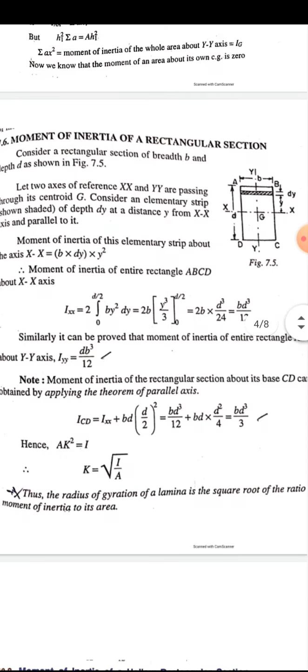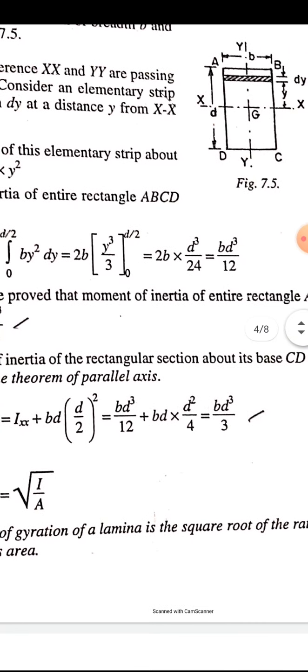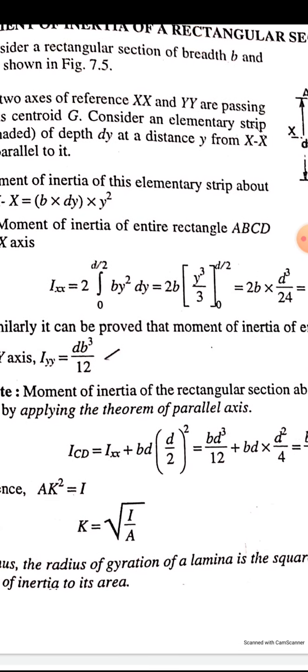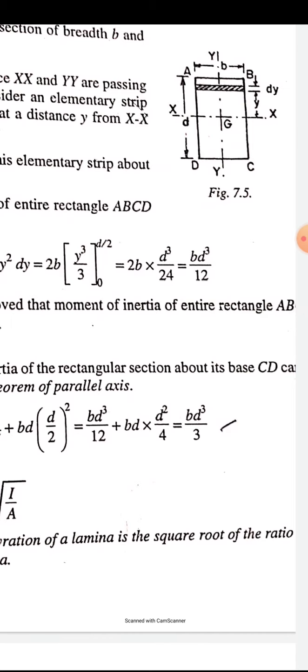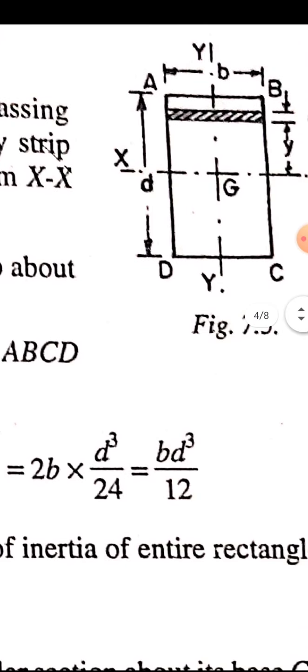Previously, in engineering mathematics, integration. We have done the integration. Integration method is applied here. Ixx is the integration from minus d by 2 to d by 2. We find the b d cube by 12. Very important. Ixx, horizontal axis, Ixx equal to b d cube by 12. Very important.